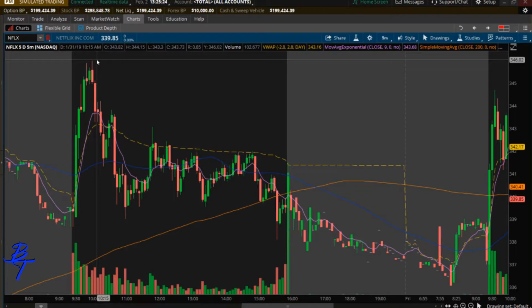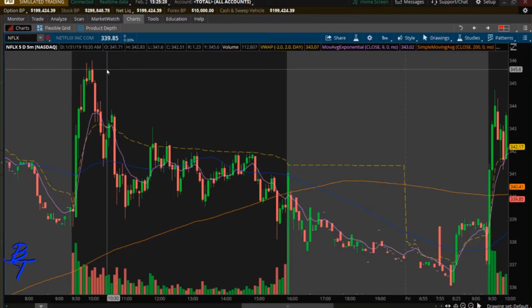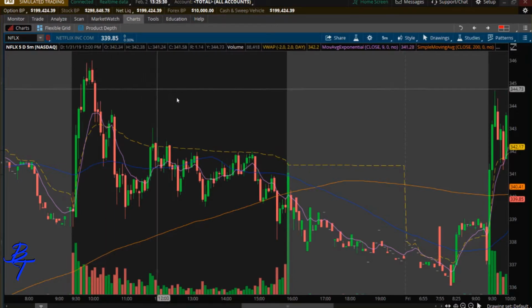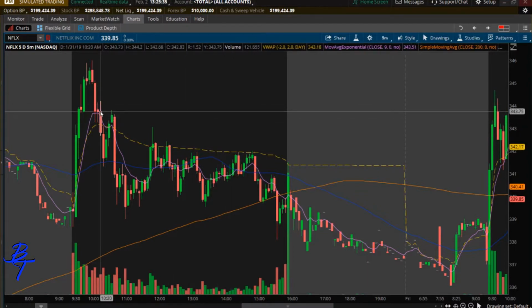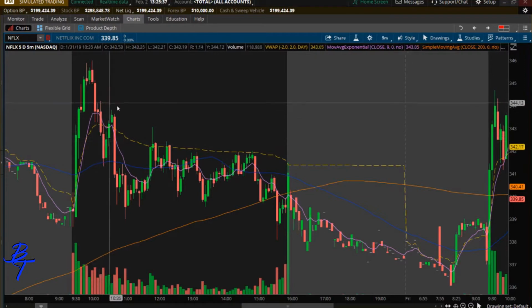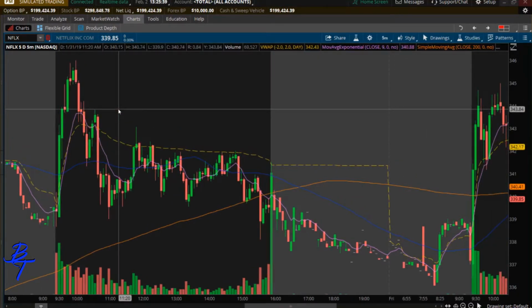Whereas with these, they're hundreds of millions share floats. So retail traders can't even move these. All you can do is figure out what the setup is, the trend of the stock, and try to trade it for that day.